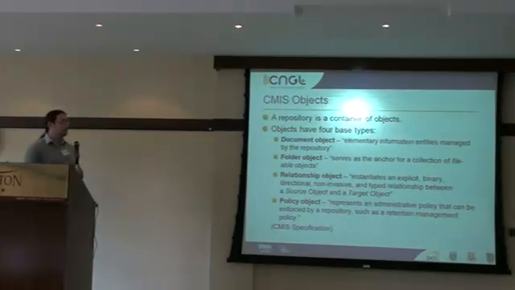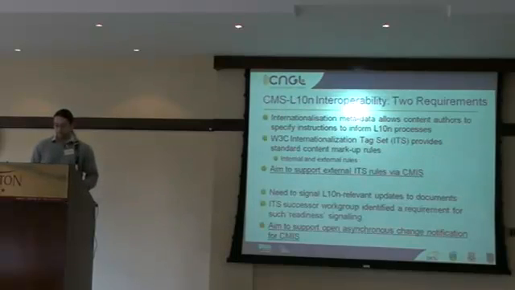And in the CMIS specification, only document objects and folder objects are required in the implementations. So not all content management systems which implement CMIS support relationship objects or policy objects, and that can lead to some problems, as we'll see.